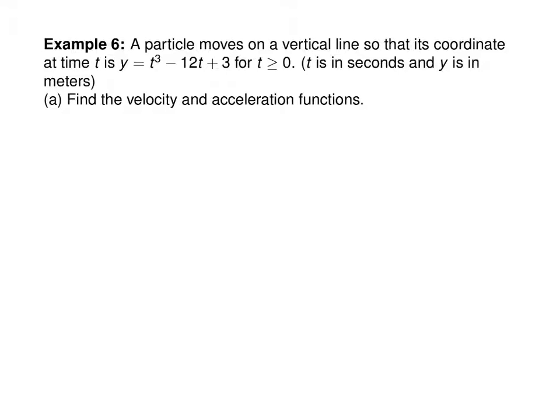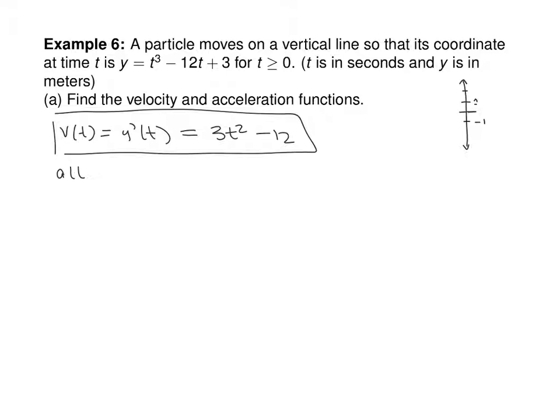Okay, a particle moves along a vertical line with its coordinate at time t given by y equals blah. So this particle is moving on a number line that goes up and down. So like, there's 1, 2, etc. There's -1. Okay, so first of all, find the velocity function. So v of t will equal y prime of t, which equals what?